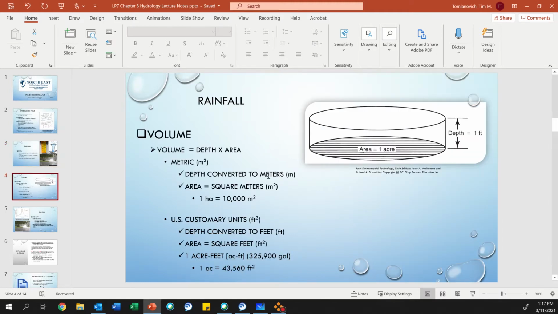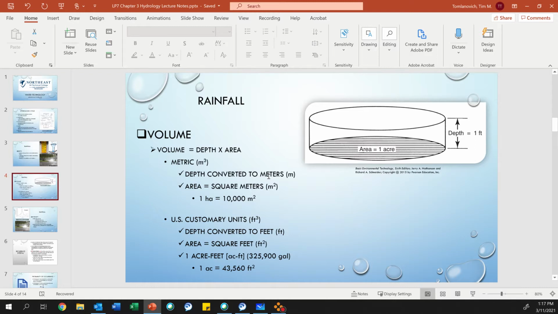Let's talk about volume. Volume is a rainfall depth times a surface area. So in metric, it's cubic meters. Remember, you've got to do your unit conversion. You've got to change the rainfall depth from millimeters to meters and multiply it by square meters to get cubic meters.